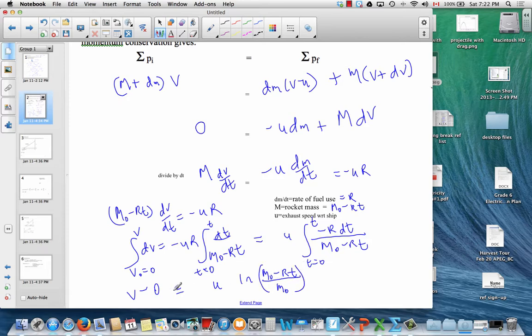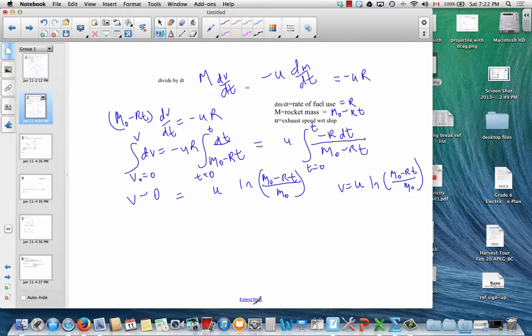So this is an expression for the velocity of the rocket as a function of time. It depends on the fuel exhaust speed and it depends on the rate at which fuel is used. It's like a log of negative x graph.